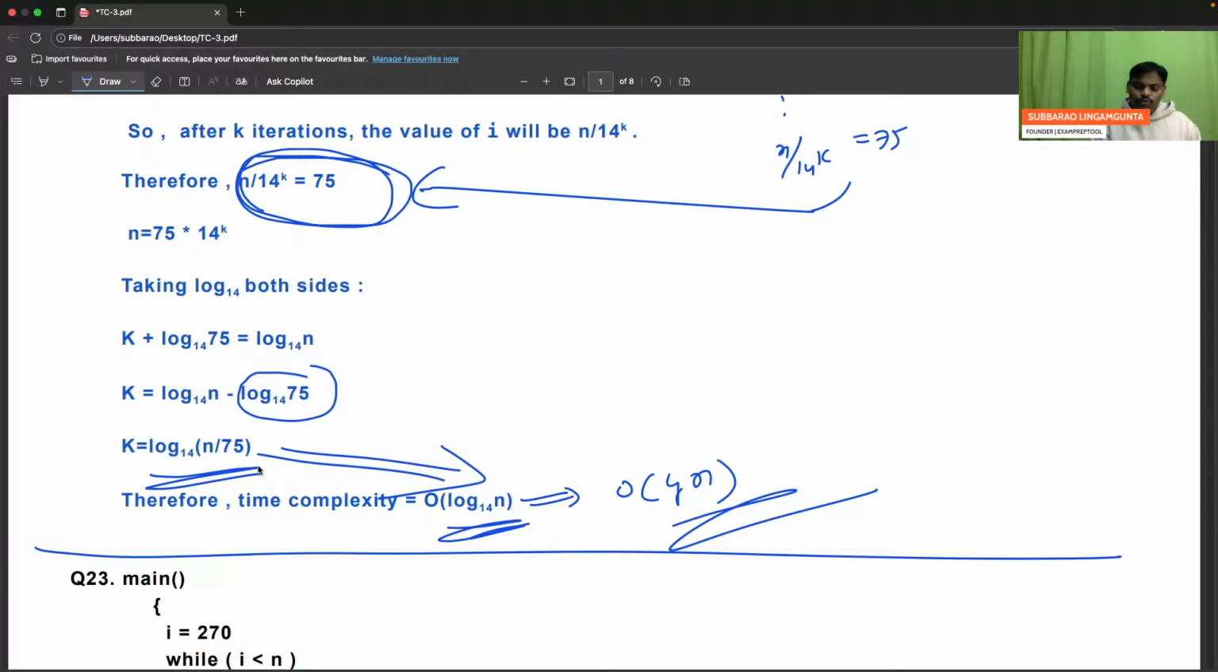How did you get this? This is log a/b, right? Log a by b formula: log (a/b) base c is equal to log a base c minus log b base c. Same thing like that, right?